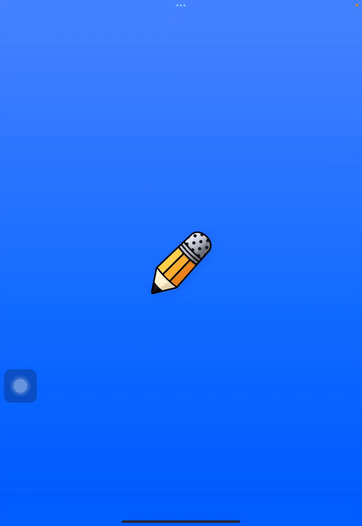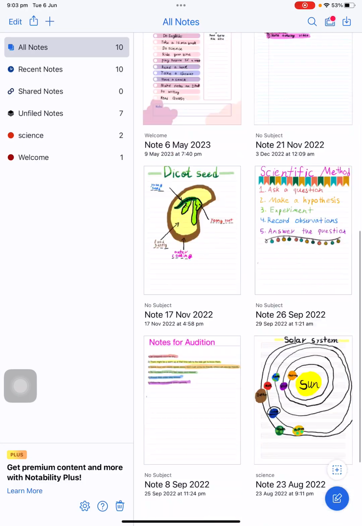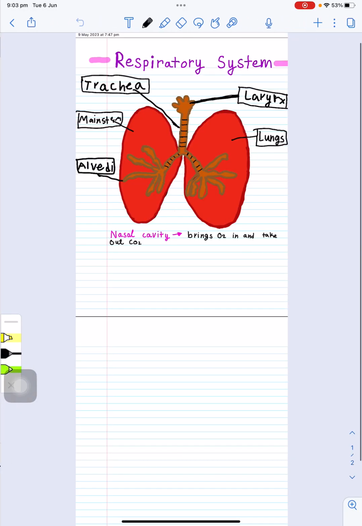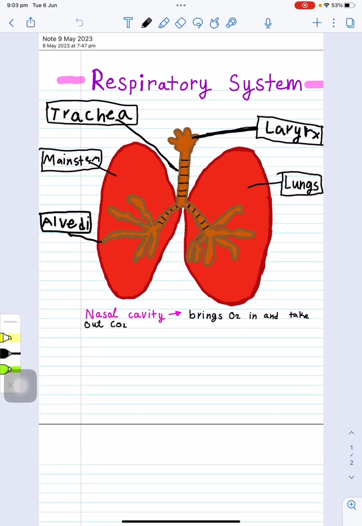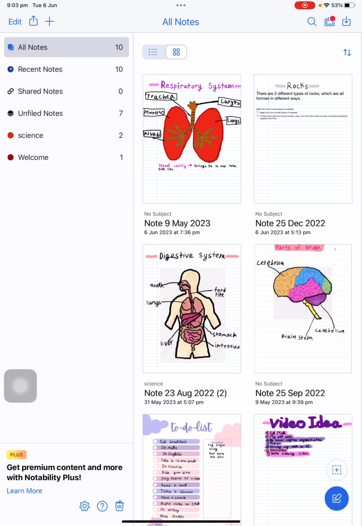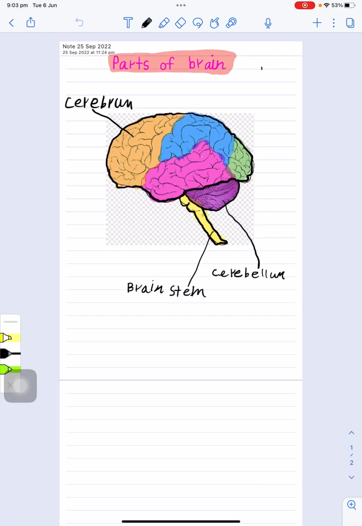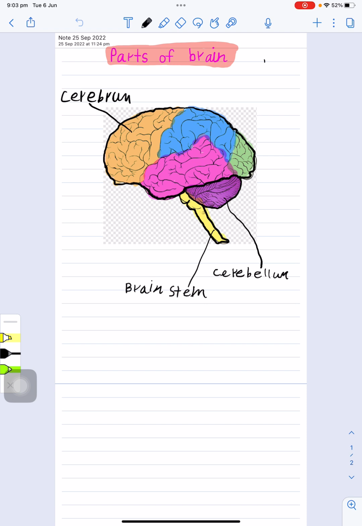Here it is. Let me open it. So here are my other notes on this. So let's start with the first one. So the first one is basically the respiratory system. So there is lungs, trachea, main stem, and all that. And then we have parts of brain. So there is cerebrum, brain stem, cerebellum.